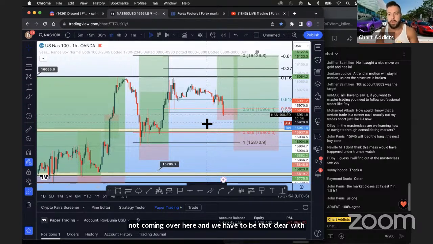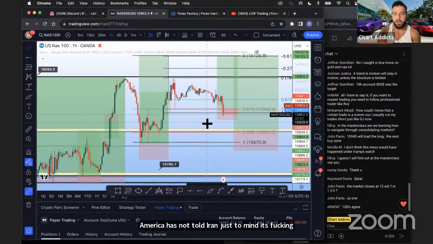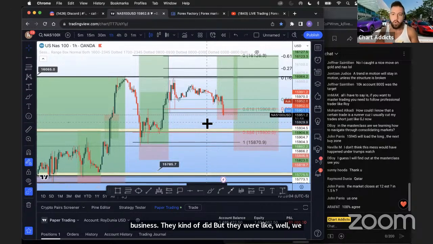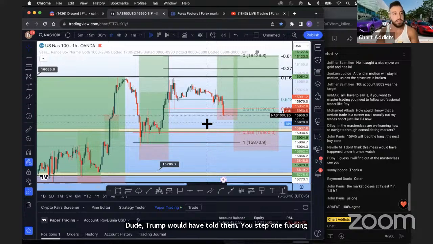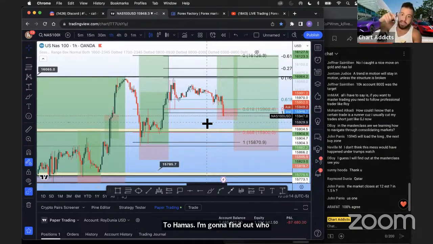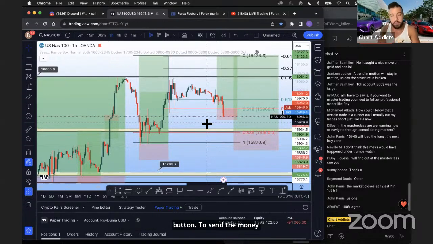America has not told Iran to mind its business. They kind of did. But they were like, well, we don't believe this is going to spill over into a greater regional conflict. Dude, Trump would have told them, you step one foot, you send one dime to Hamas, and I'm going to find out who pressed the button to send the money. And we're taking the hand, taking the whole hand.